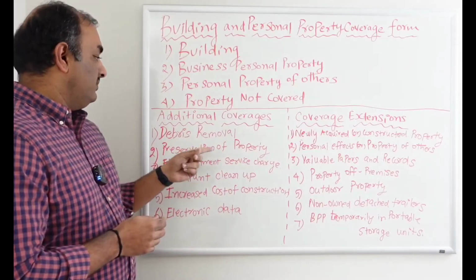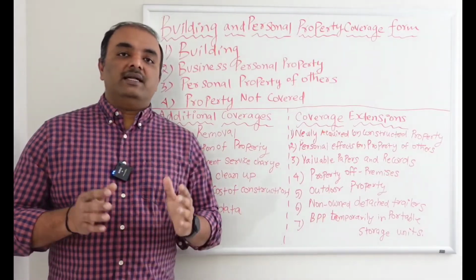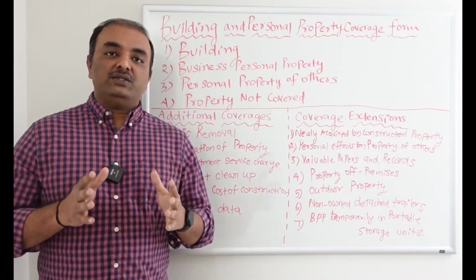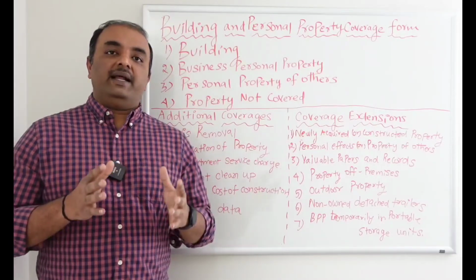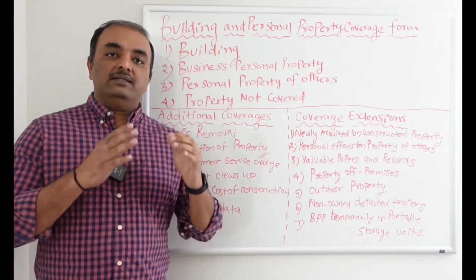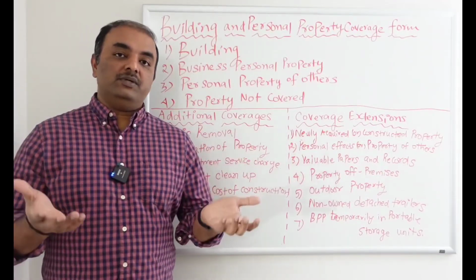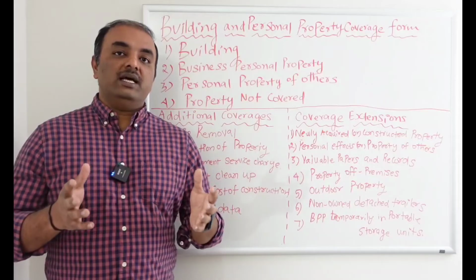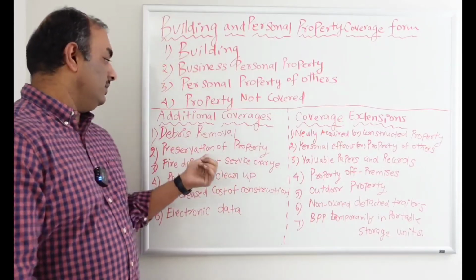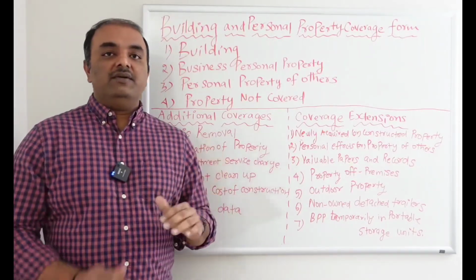Second one is preservation of property. If in case a loss happened, we need to make sure that we preserve the property, right? So we need to remove the property and store it in some other place so that there is no further damage to the personal property. In those scenarios, this coverage will be applicable. Again, for this we do have a set limit.